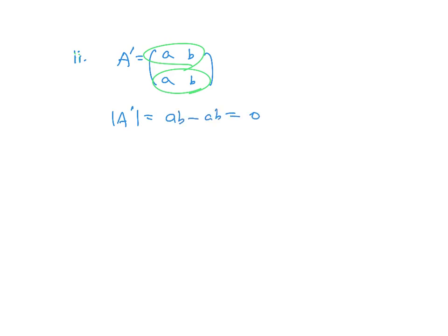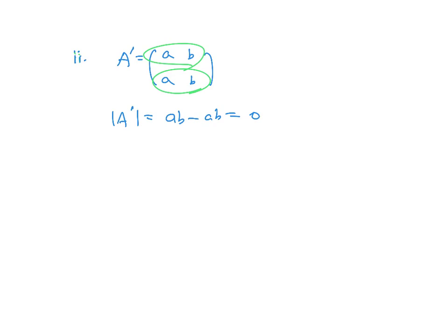Another interesting case is if any two columns or two rows are identical. So for example, if A prime is given by AB, AB, in this case two rows are identical, right? Then determinant A prime is AB minus AB, which is equal to 0, right?